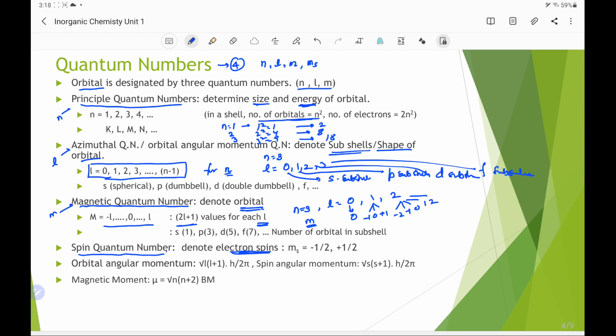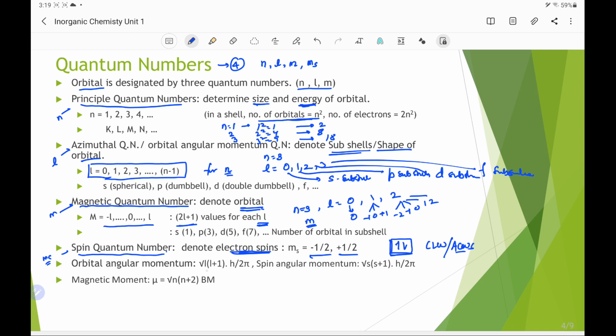And fourth is spin quantum number. It has the value minus 1 by 2 to plus 1 by 2. It refers that in a particular orbital, an orbital can contain only 2 electrons, and these electrons will have opposite spins. One is minus half and the other is plus half. One is clockwise, another is anti-clockwise. In an orbital, 2 electrons cannot have the same spin.